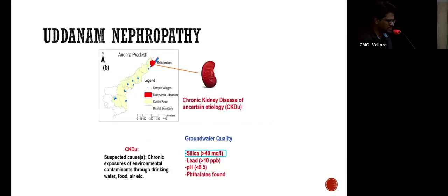So the main suspected causes are chronic exposure to environmental contaminants through drinking water, food, or air, mainly the groundwater with high levels of silica.